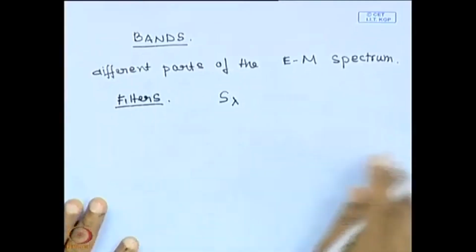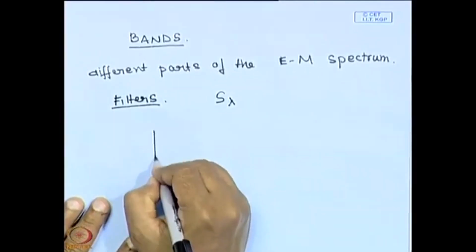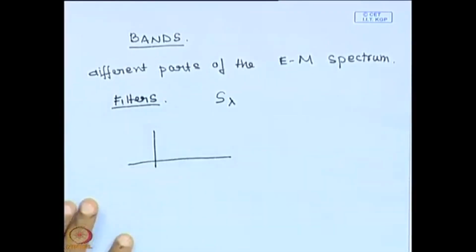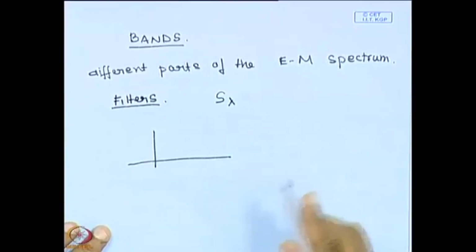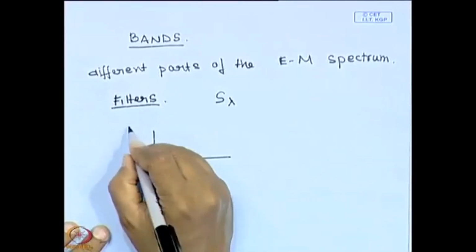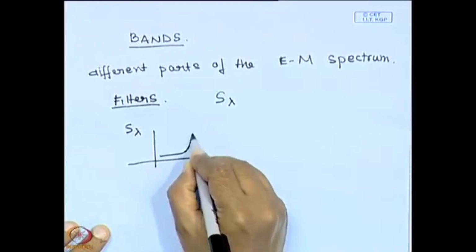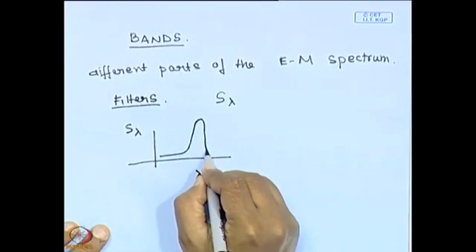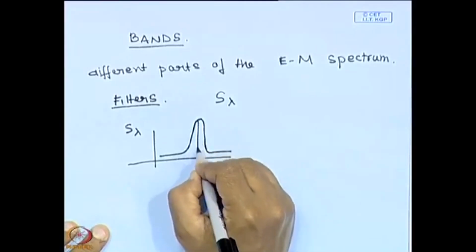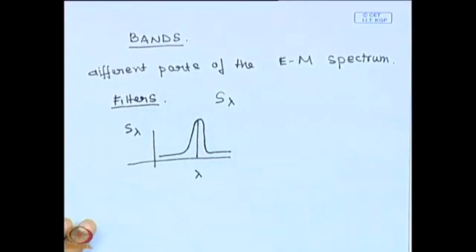So, if I am doing photometry in a certain band, and I tell you the flux or the apparent magnitude in that band, what we do is, at the end of the telescope before you measure the flux, you put a filter. The filter will only allow light of a certain range of wavelengths to pass through. That is what the filter does. So, this is a particular band, and you can have different band systems.